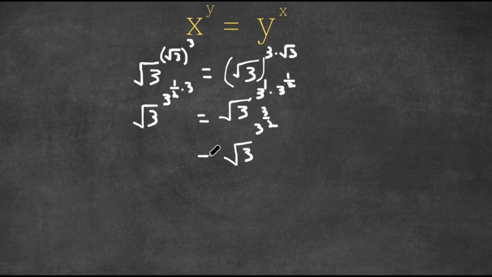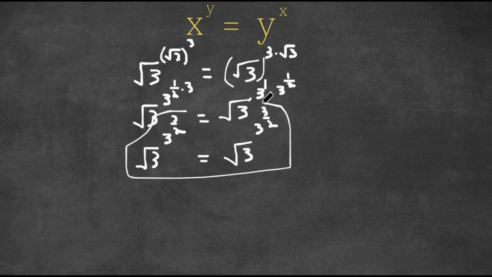Now, on our left-hand side, we have the square root of 3 to the power of 3. 1/2 times 3 is 3/2. And now, as you can see, both of these are the same. The square root of 3 to the power of 3/2. Meaning our values for x and y are true.